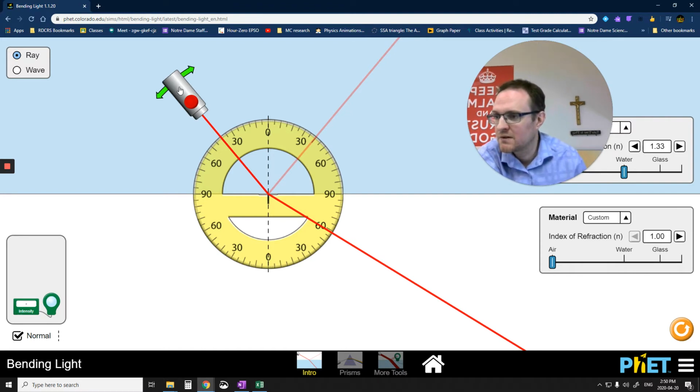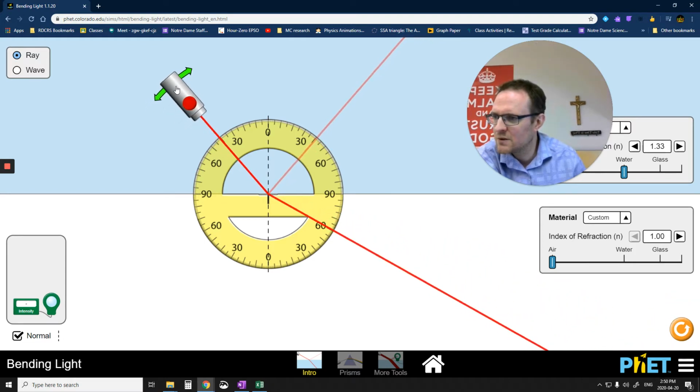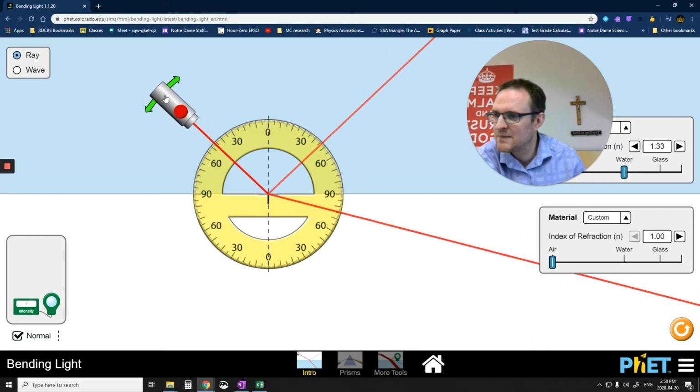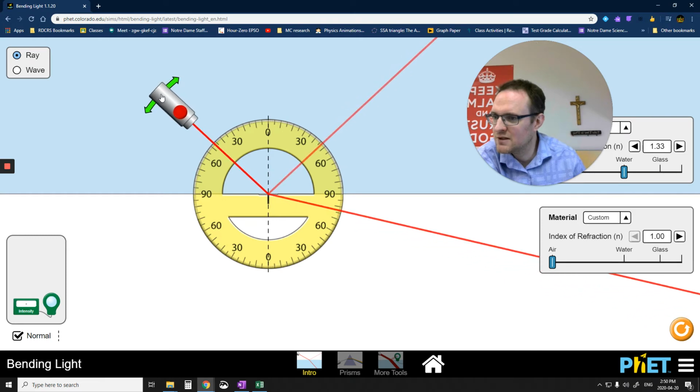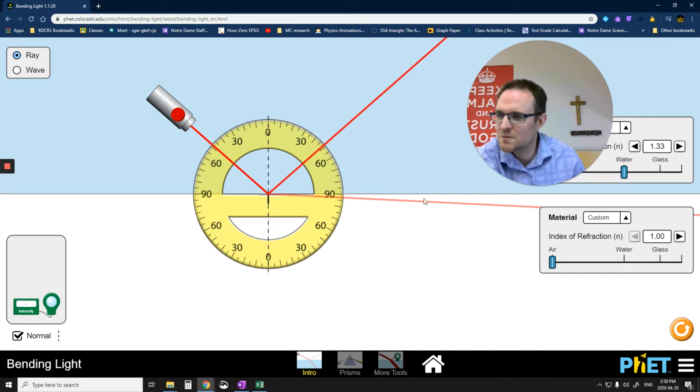Just how the physics works on that. And then if I go to 40 degrees, that was 40 degrees. I'm at 60. If I go to 50 degrees, oh, what happened there? So you can see when I get to a certain angle here, just right about there, my refracted beam just disappears.